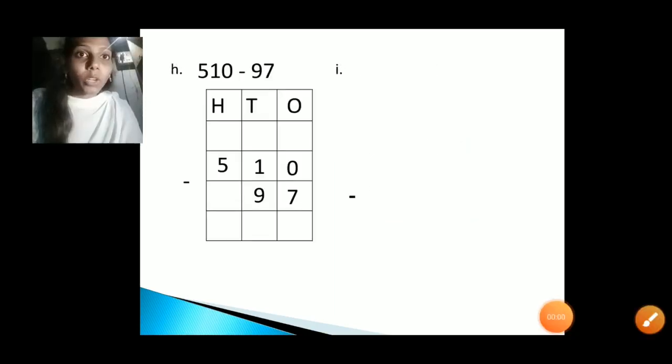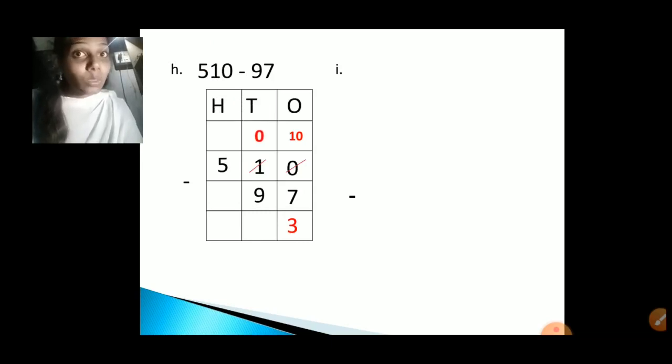So here what we will do? We will cut the 0 and instead of 0 what we will write? 10. Now 10 minus 7 equals to how many? 3. So 3 we will write under the 1's place. Okay. Now we will cut 1 because we took 10 from the tens place, right? So 1 minus 1 equals to 0. We will write 0.